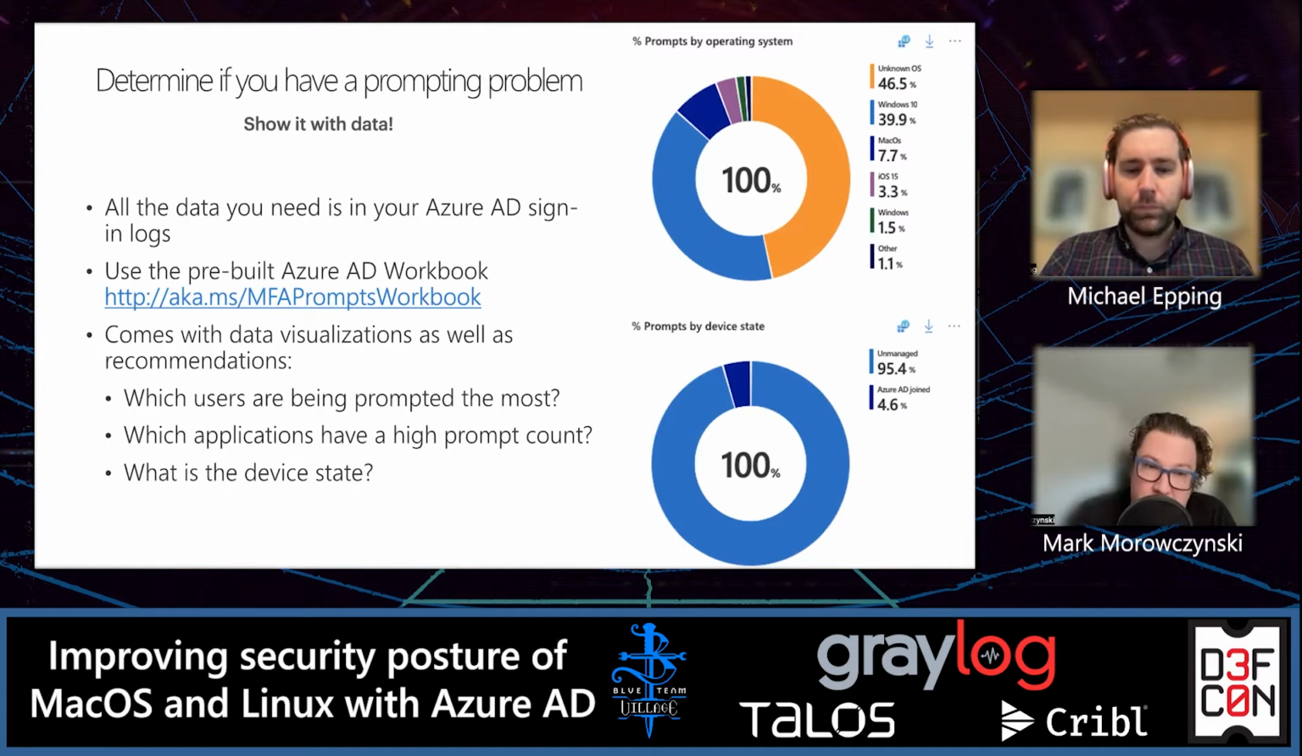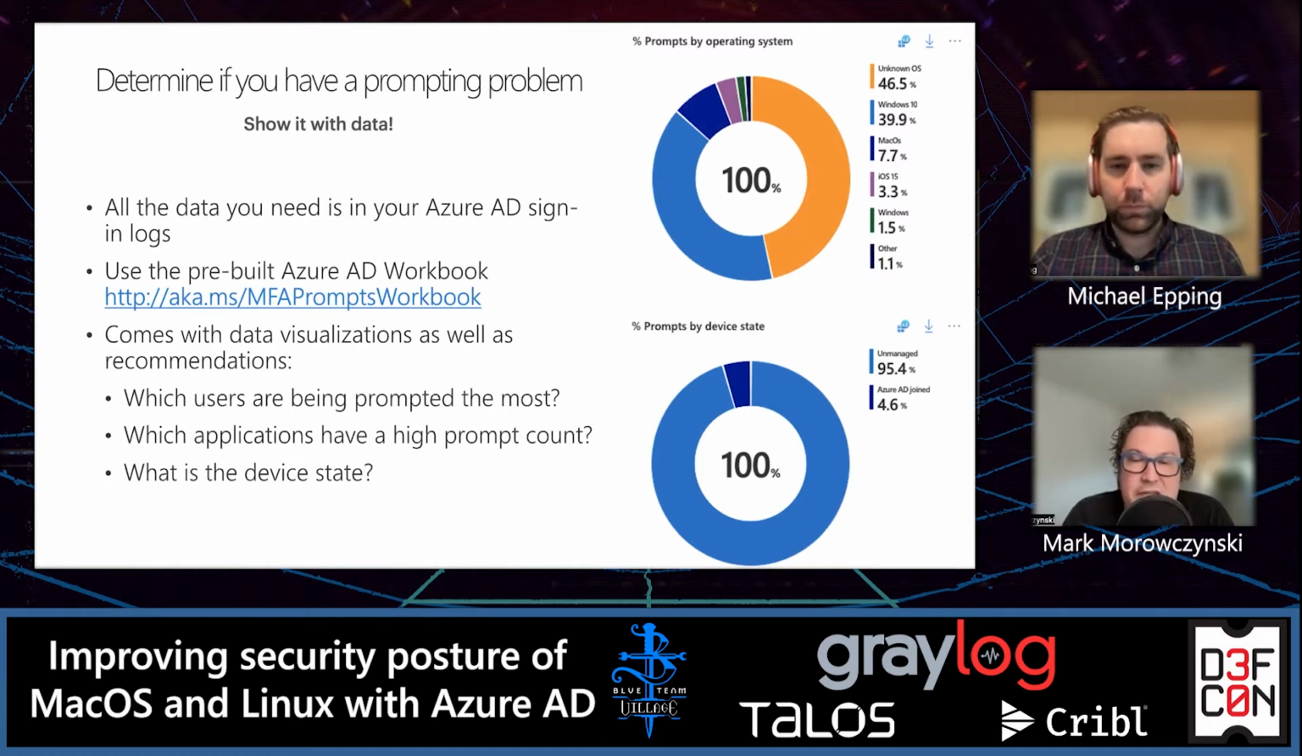The other thing that we're going to find in here is what is the device state of those prompts. So here you can see on the graph on the right-hand side, 95% of the prompts are coming from unmanaged devices. And this is really critical to understand because we may be having those stricter conditional access policies being applied to them. So we're going to want to look to move those types of devices, those macOS and Linux devices, from an unmanaged state to a managed state. And we'll talk about that here in a little bit. But now Michael is actually going to talk about how we can do some things on the Linux server side.